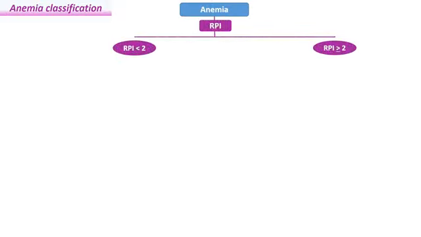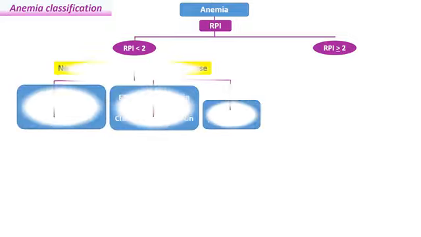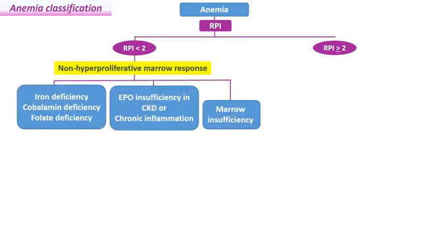Now come to the anemia classification. As I have discussed in the earlier slide, we have to depend upon the reticulocyte production index for anemia classification. RPI less than 2, and RPI 2 or more. First, we will discuss RPI less than 2. Normally in anemia, the RPI should be 2 or more as per normal marrow response to anemia. But when it is less than 2, we can say the marrow is non-hyperproliferative. It is a non-hyperproliferative marrow response.